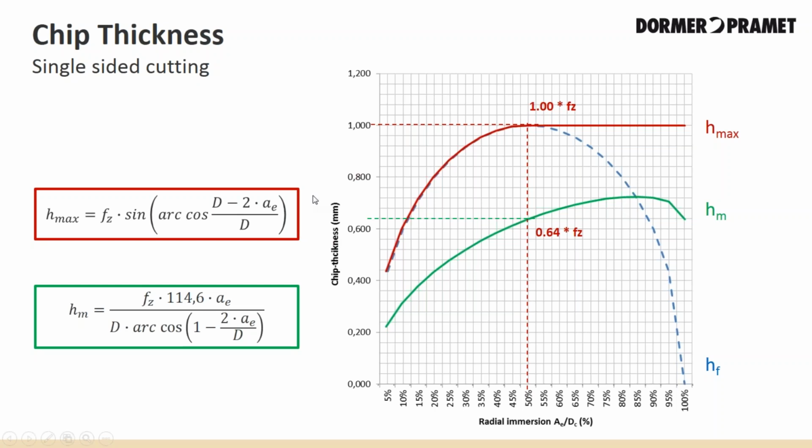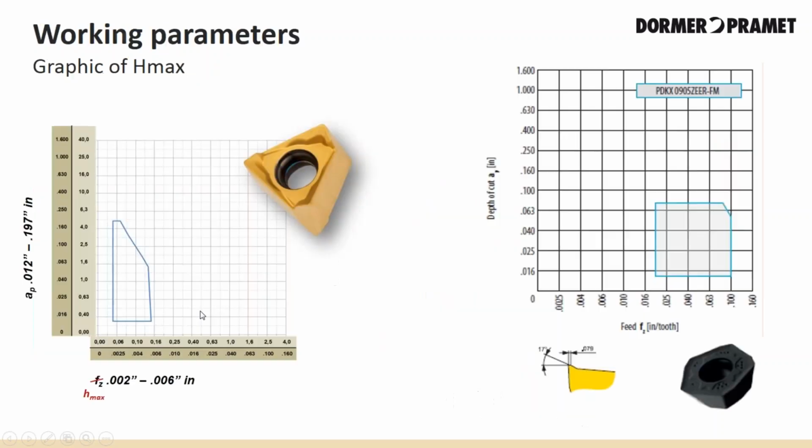The two formulas to the left allow you to calculate either the Hmax, as the one in the red up above, or the HM, chip thickness, the green below. Here, the graph on the left shows the maximum chip thickness. You can replace the FZ and read it as Hmax, which is down here in the lower left-hand corner. The FZ on the graph on the right can also be interpreted as the Hmax, which in this case is 0.02 to 0.098. You can see these types of graphs in the technical section of our catalog with descriptions of the chip breakers as well.